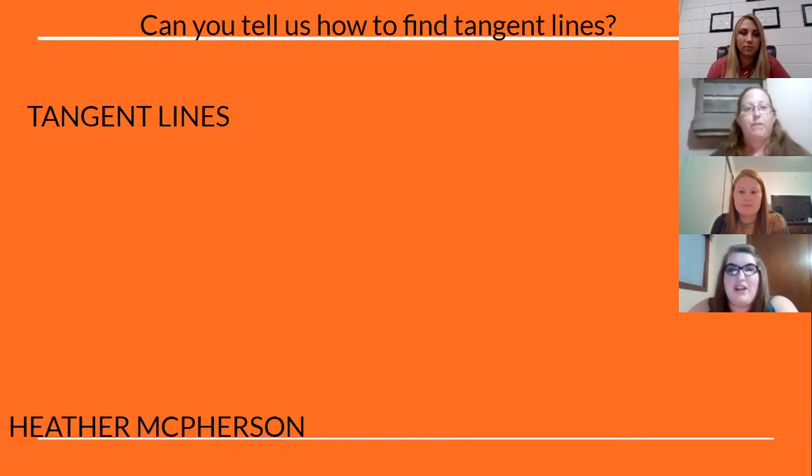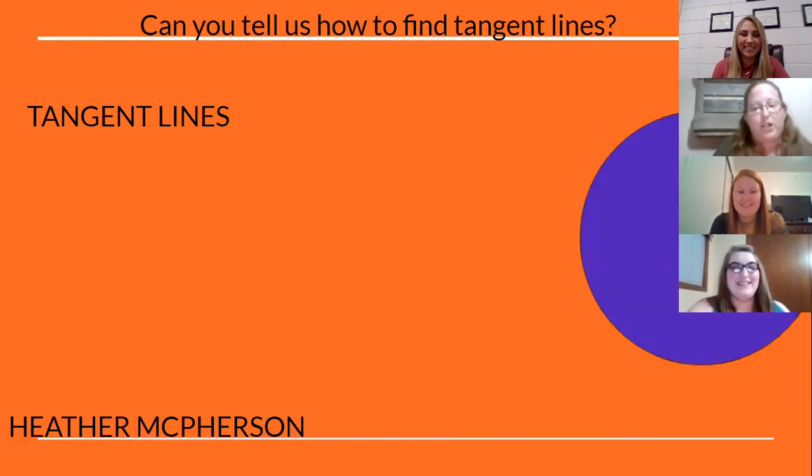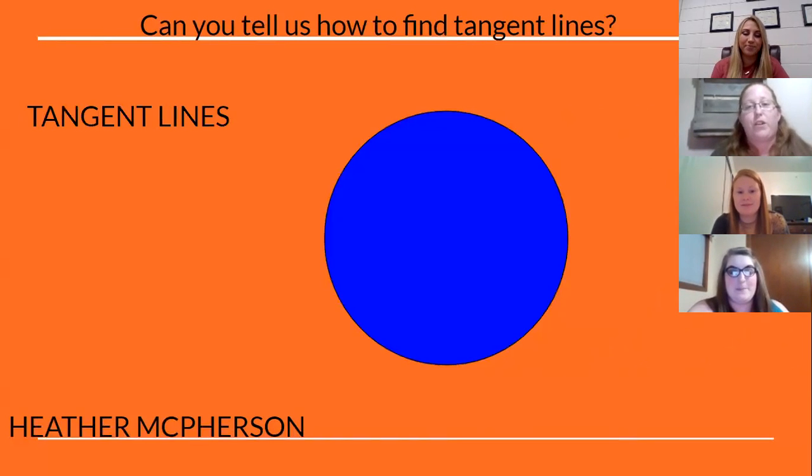Hey, Heather, can you tell us how to find tangent lines? Yes. First off, what is a tangent line? A tangent line is a line that touches a curve at a point without actually crossing over.